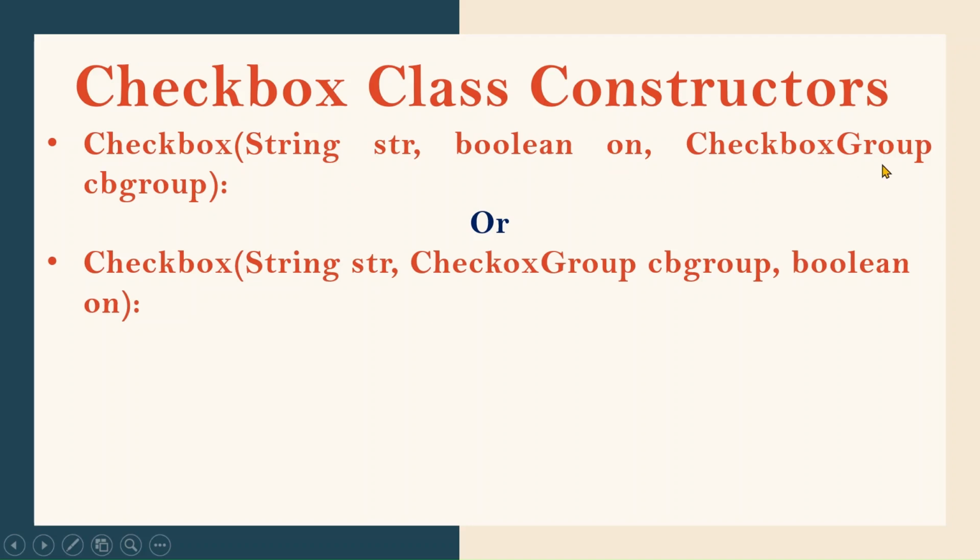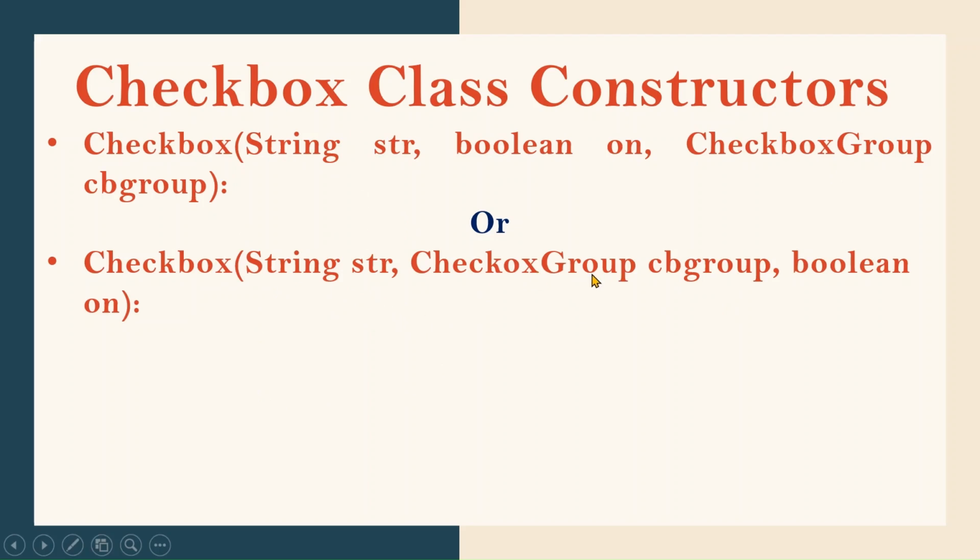And here we have one more parameter called CheckboxGroup. The purpose of this CheckboxGroup is to convert a checkbox to a radio button. That is the purpose of this CheckboxGroup object we need to pass here, because we don't have any radio button class in AWT. So we need to convert a checkbox to a radio button. How do you do that? The same Checkbox constructor we are going to use, but here we need to pass the CheckboxGroup object. Then only the checkbox will be converted into a radio button in the AWT package. Similarly, you can use this constructor also, where you have a string.